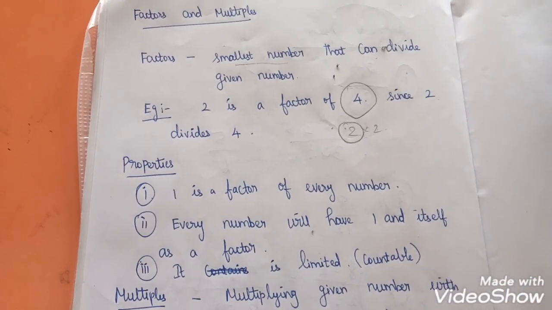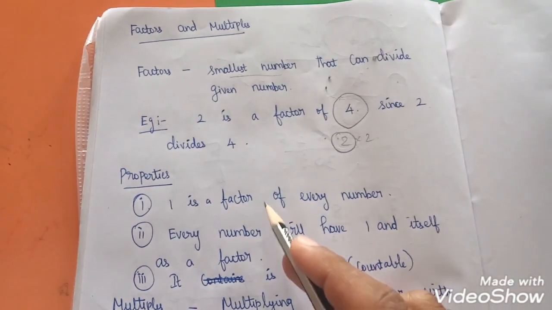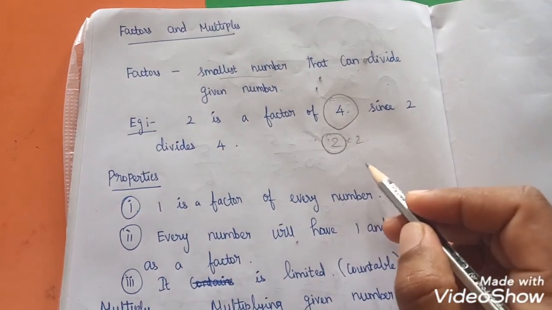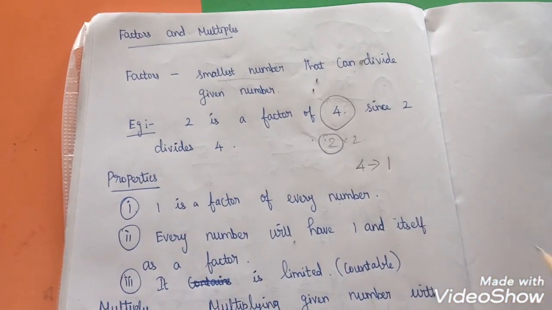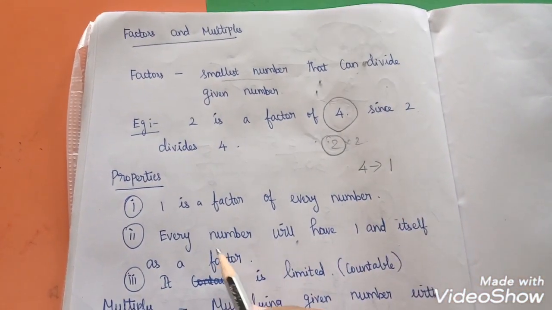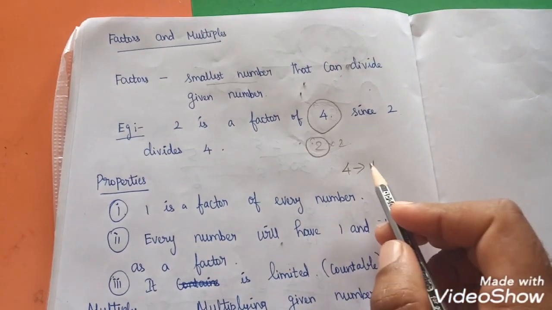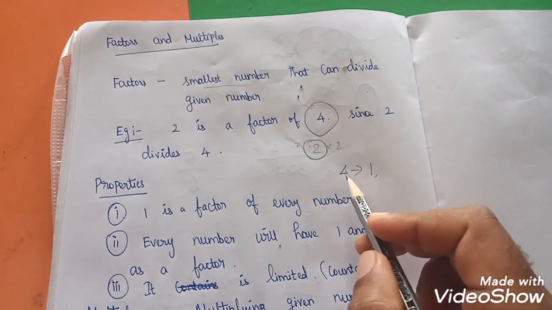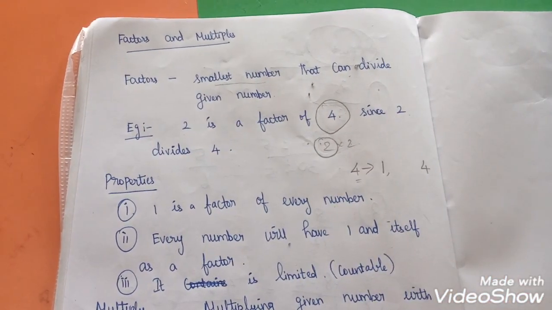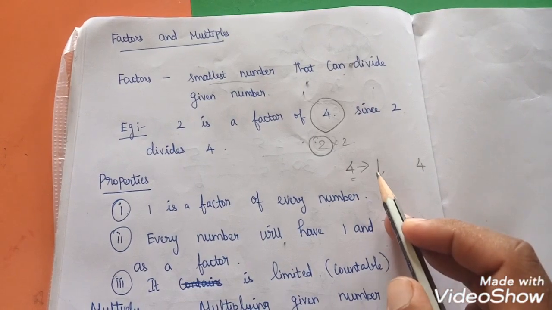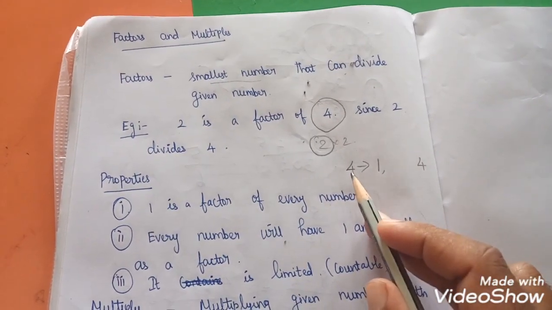Are there any other properties to identify factors? That's the next question. Yes, sure. So 1 is a factor of every number. That means whatever number you have chosen, 1 is always a factor. That's the first point. And the second point is every number will have 1 and itself as a factor. That means we already know 1 is a factor, and itself means the same number. So 4 is also a factor. That's what the second point is. So let me conclude: 1 and itself are always factors of every number.